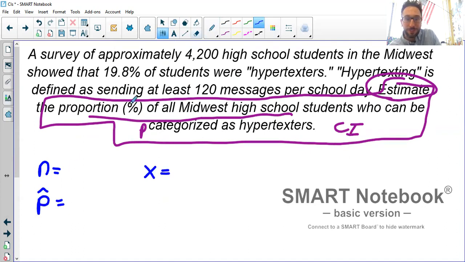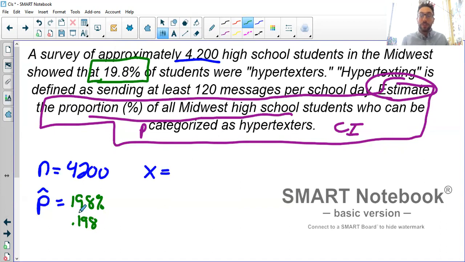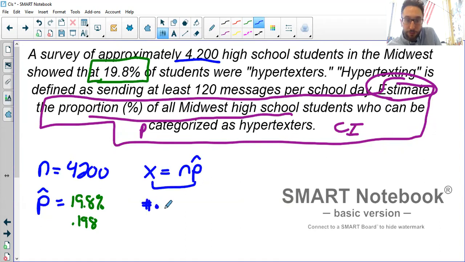So in this example, we've got n is 4,200. No big deal there. We're not given x in this one. We're given p hat is 19.8% or 0.198. So in this example, we have to calculate x. Sure, I could memorize x equals n times p hat. But all we're trying to figure out is that for the x value, we need the number of students of the 4,200 who were hypertexters.